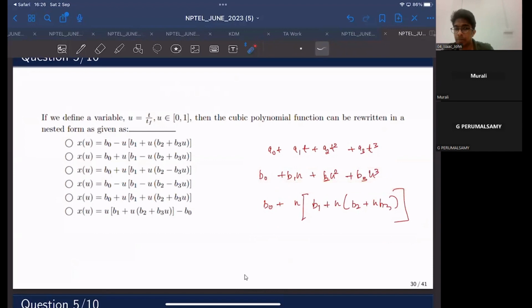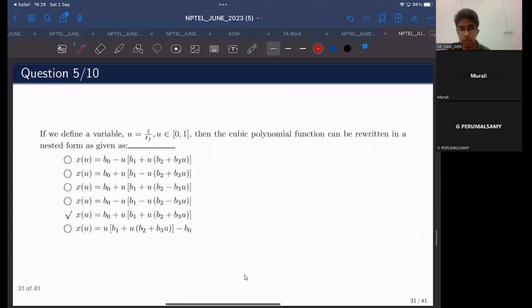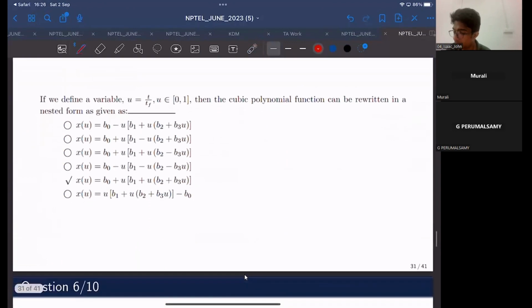It's a simple mathematical manipulation. It's a fairly straightforward question, and the correct answer is indeed option 5. Yes, I've got an answer as option 5. That is indeed correct. Because if you expand this, you will again end up with the cubic polynomial. That's all the question is about. Yes, the option is indeed option 5.